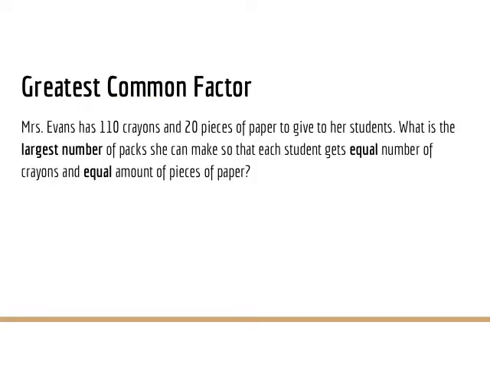So let's do an example of a word problem. Mrs. Evans has 110 crayons and 20 pieces of paper to give to her students. What is the largest number of packs she can make so that each student gets an equal number of crayons and an equal amount of pieces of paper? So if we think about those examples from before, this is one where you have an amount and then you're breaking it up into smaller, equal groups. Take a moment and solve this one. Remember, this is a greatest common factor. So you are finding the greatest common factor for these two quantities.